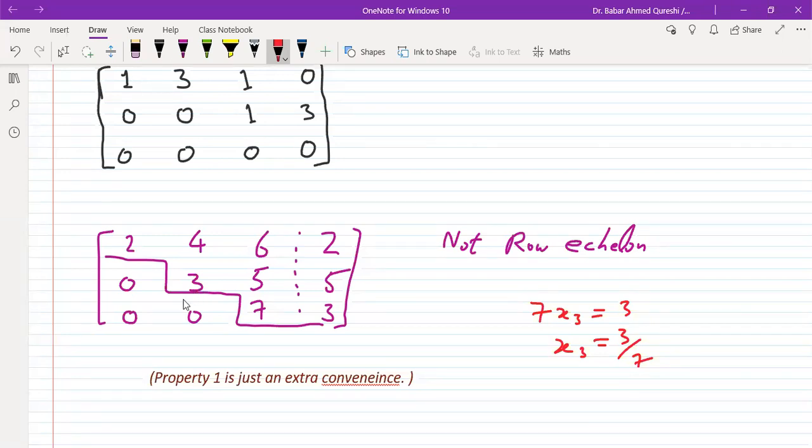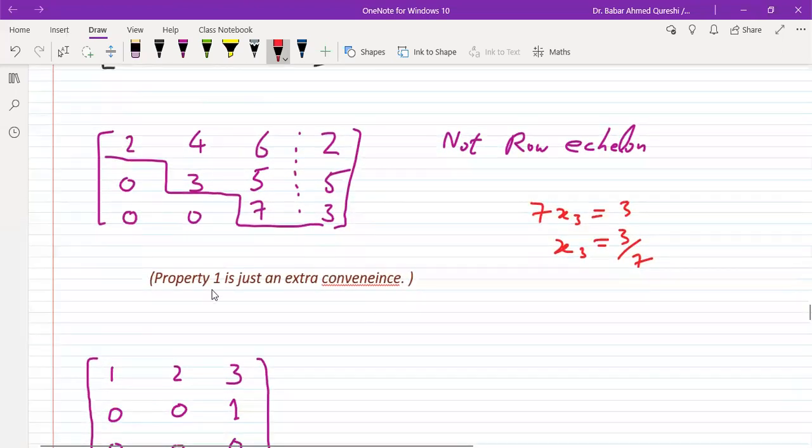So the only advantage, if you insist on keeping it in row echelon form, is that when you back substitute, you won't have to do another division. You have done the division before. So the last variable has the solution staring at you. You just put it back and you have the solution for the next variable. Then you put it back, you have the solution for the next variable. It's just for some algorithm you want to stick to. So property 1 is just an extra convenience.